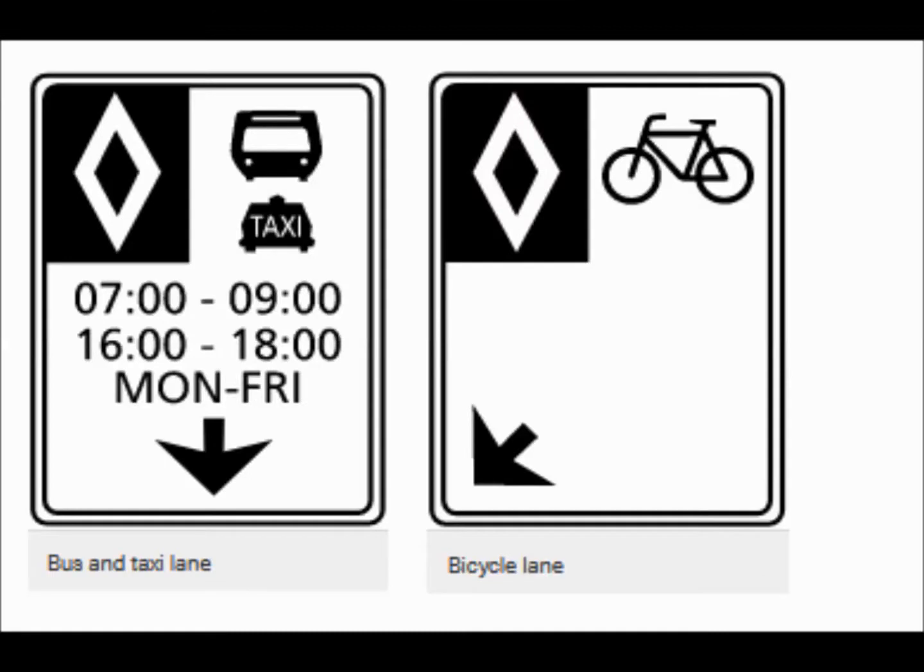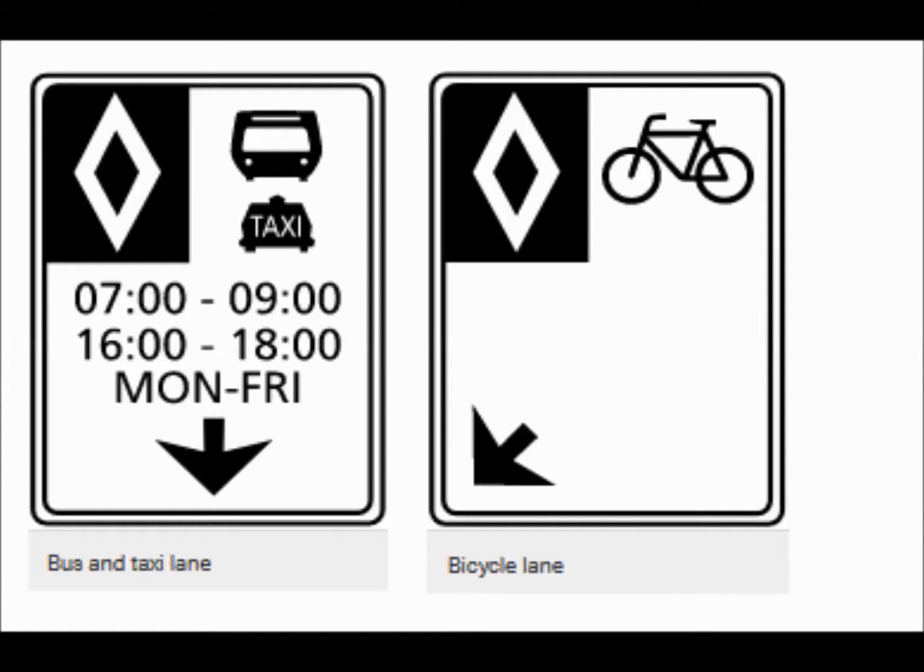Indicated lanes are reserved for specific vehicles like buses, taxis, and bicycles. The symbol on the sign will identify the vehicles permitted to travel in this lane. Reserved lanes may operate at all times or only some of the time. Reserved lanes that operate only some of the time will show the hours of the day and the days of the week when the lane is reserved.